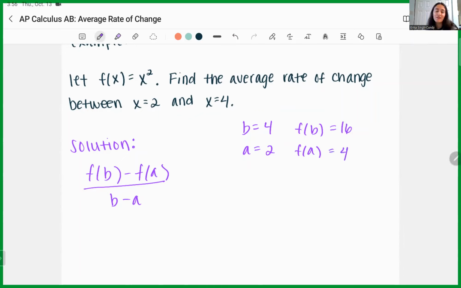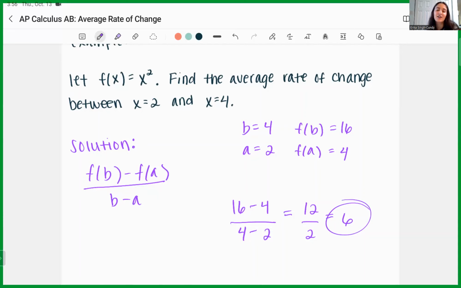So now all we have to do is just plug those numbers into this formula. So we have f of b, which is 16, minus f of a, which is 4, over b, which is 4, minus a, which is 2. And then we just simplify. So 16 minus 4 is 12, 4 minus 2 is 2, and then 12 divided by 2 is 6. So that would be our answer. The average rate of change of this function f of x between 2 and 4 is 6.